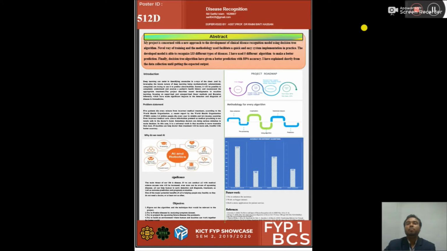I have used 5 different algorithms to make a better prediction. Finally, decision tree algorithm has given a better prediction with 88% accuracy. I'm going to explain shortly from the data collection until getting the expected output.